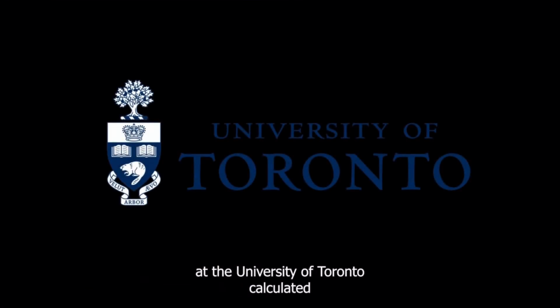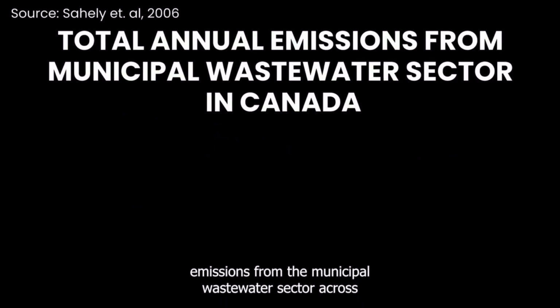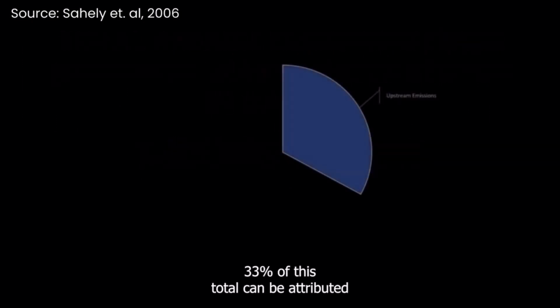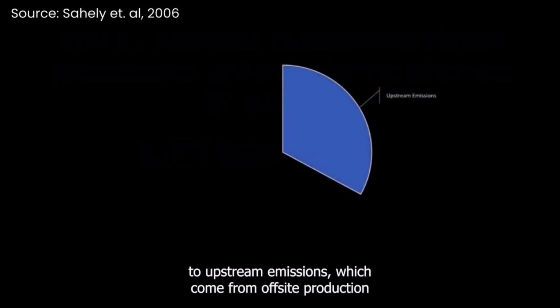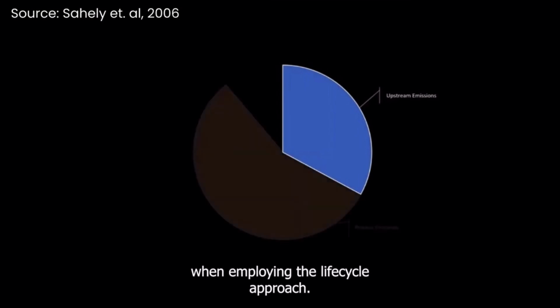Let's quantify these emissions. In 2006, a study conducted by researchers at the University of Toronto calculated that the total carbon dioxide equivalent emissions from the municipal wastewater sector across Canada for that year were approximately 1.05 megatons. 33% of this total can be attributed to upstream emissions, which come from off-site production and transmission of fuels that are used on plants. As mentioned before, it's necessary to consider these emissions as fundamentally a part of the wastewater sector when employing the life cycle approach.